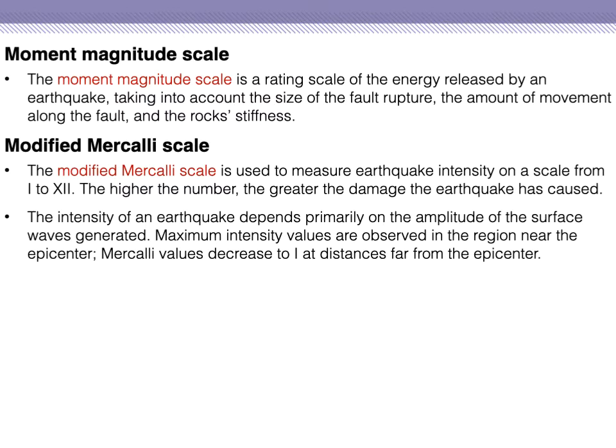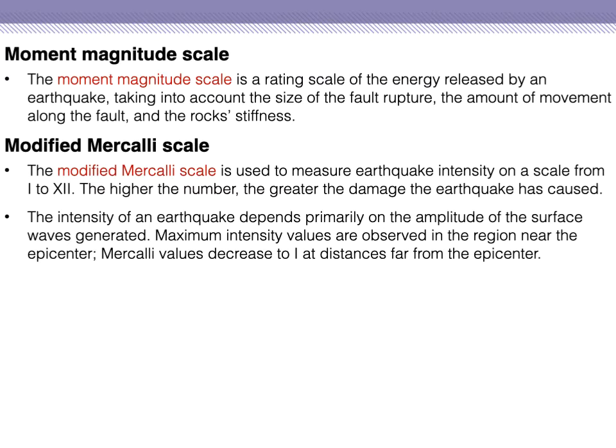The moment magnitude scale is a rating scale of the energy released by an earthquake, taking into account the size of the fault rupture, the amount of movement along the fault, and the rock's stiffness. The modified Mercalli scale is used to measure earthquake intensity on a scale from 1 to 12. The higher the number, the greater the damage the earthquake has caused.